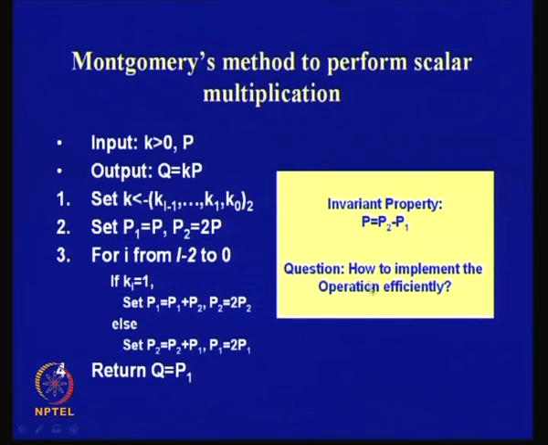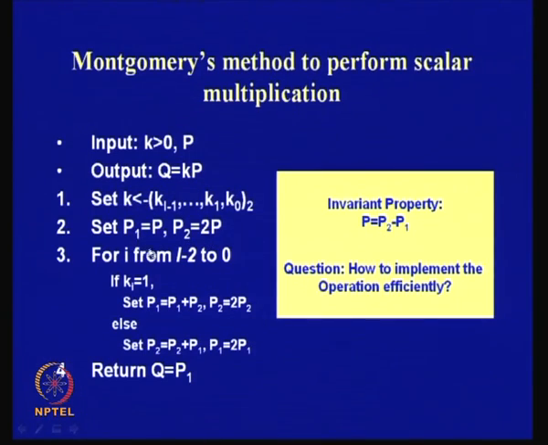This is based upon an invariant property where you say that there are 2 points P2 and P1 and I want to compute k into P. At each iteration I generate P2 and P1 such that the difference of P2 and P1 is always maintained to be P. I want to compute kP, so first of all I set P1 as P, and I set P2 as 2P. So you see that P2 minus P1 is what? It is P.